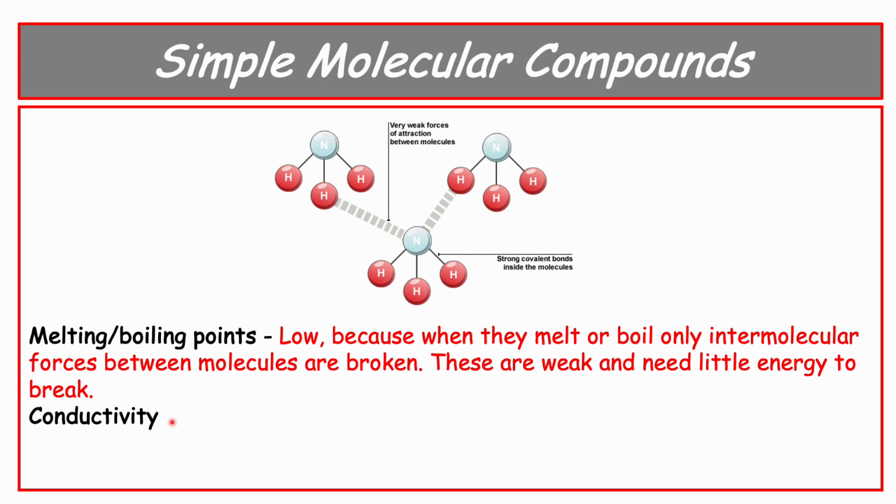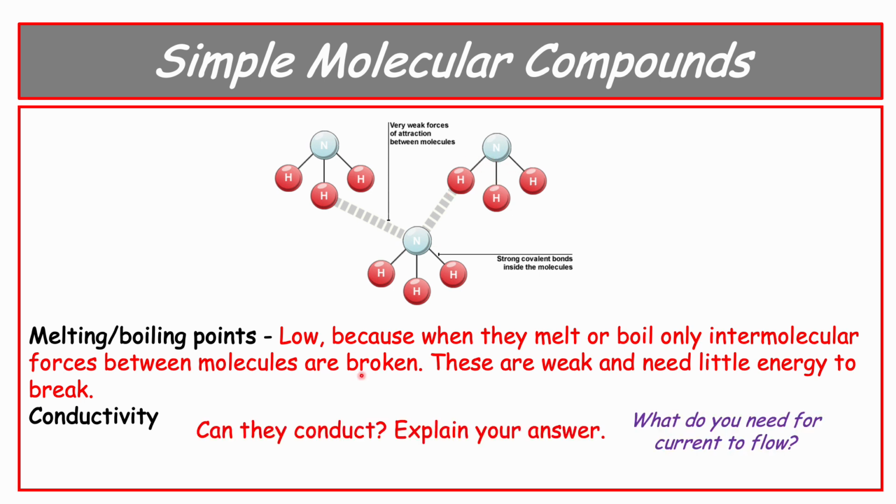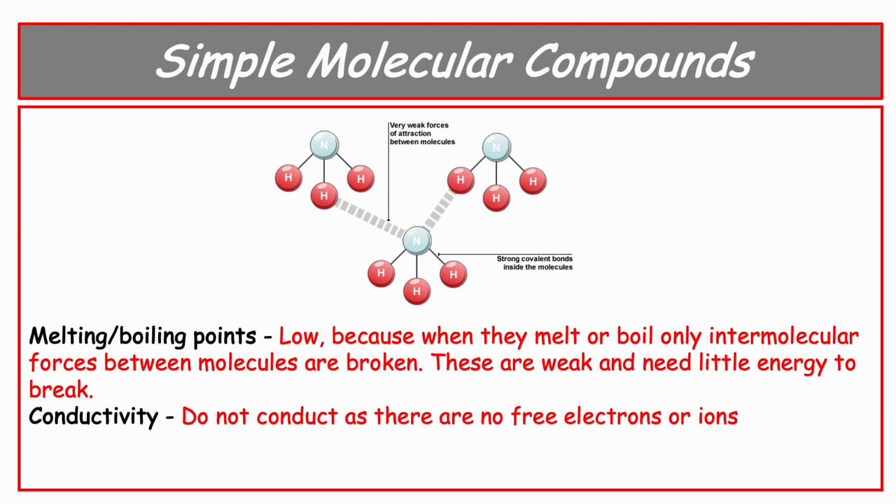For conductivity, we said the 2 things needed for a substance to be able to conduct is charge and movement. Here, we don't have any free electrons or ions. There are no ions because it's covalent, and the electrons are locked inside these covalent bonds and unable to move. So simple molecular compounds can never conduct electricity, and your textbook explanation is because there are no free electrons or ions.